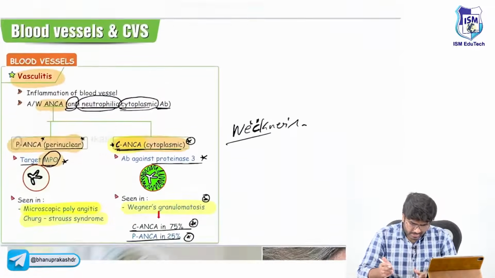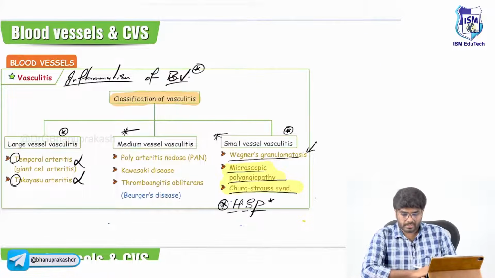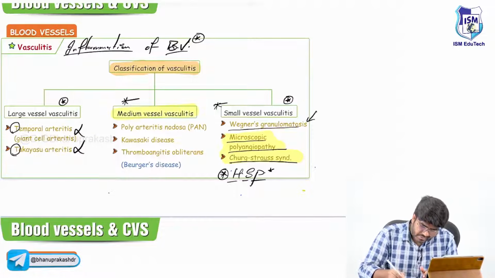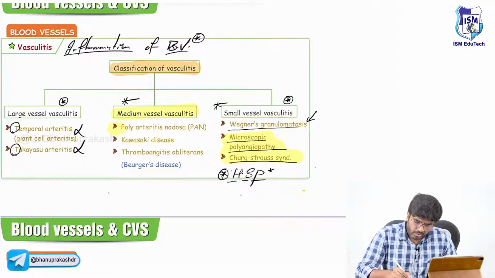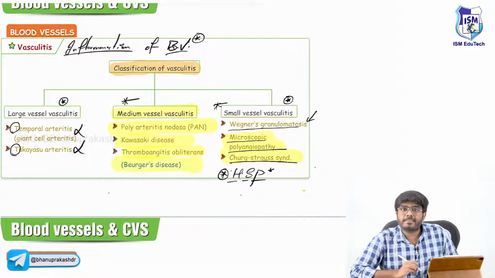So now let's strike here. These two are completed, temporal and Takayasu. After that, we have to begin with the medium vessel vasculitis. Just as a recap, in medium vessel vasculitis, we have polyarteritis nodosa, Kawasaki disease, and thromboangiitis obliterans, also called Buerger's disease. Okay, Buerger, not burger, Buerger.